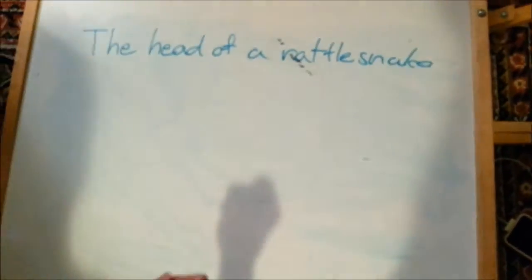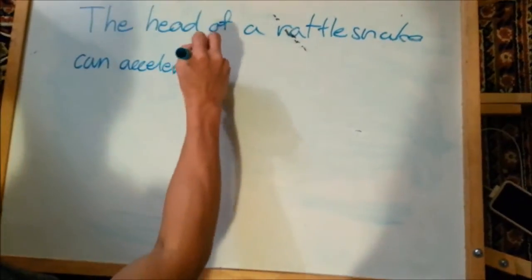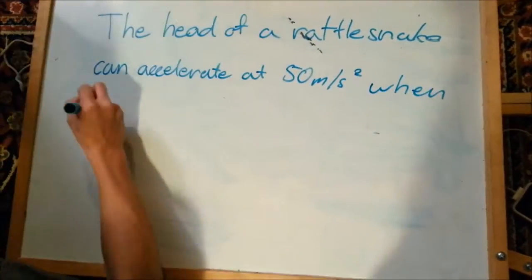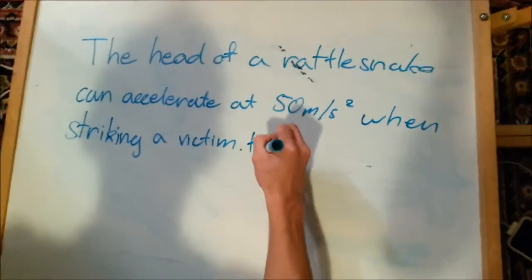The head of a rattlesnake can accelerate at 50 meters per second squared when striking a victim. How much time does it take for the snake's head to reach a velocity of 50 kilometers per hour?